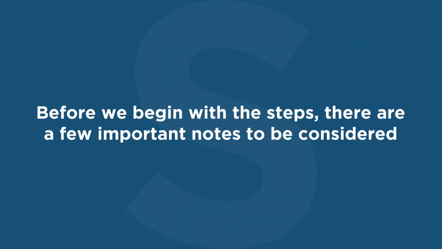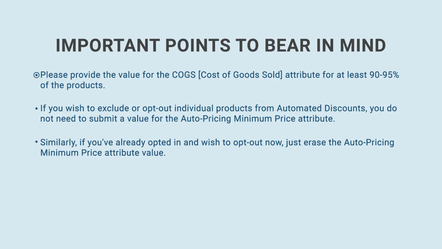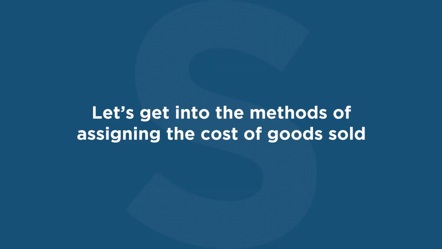Before we begin with the steps, there are a few important notes to be considered. Please provide the value for the COGS attribute for at least 90 to 95% of the products. If you wish to exclude or opt out individual products from automated discounts, you do not need to submit a value for the auto pricing minimum price attribute. Similarly, if you've already opted in and wish to opt out now, just erase the auto pricing minimum price attribute value. Let's get into the methods of assigning the cost of goods sold.